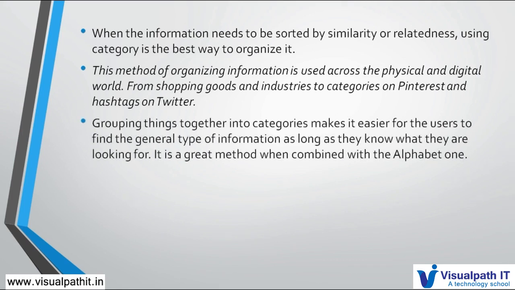Grouping things together into categories makes it easier for the user to find the general type of information as long as they know what they are looking for. It is a great method when combined with the alphabet one. We could argue that our brain works in a similar way. We like grouping similar things together. Knowingly or unknowingly, we usually do organize the data.